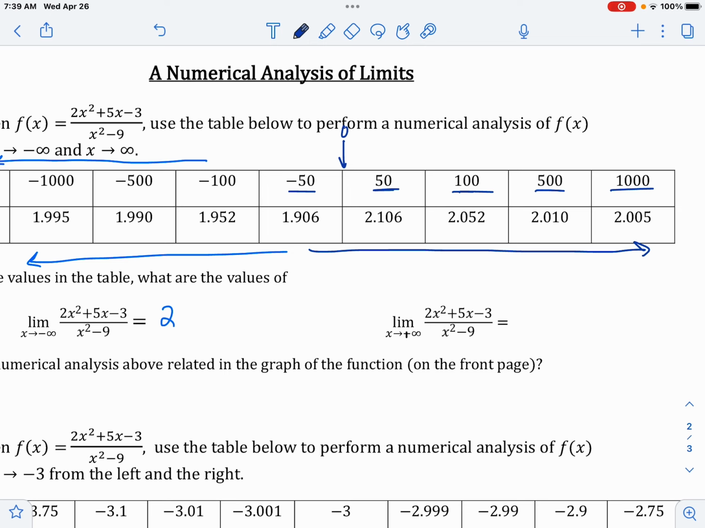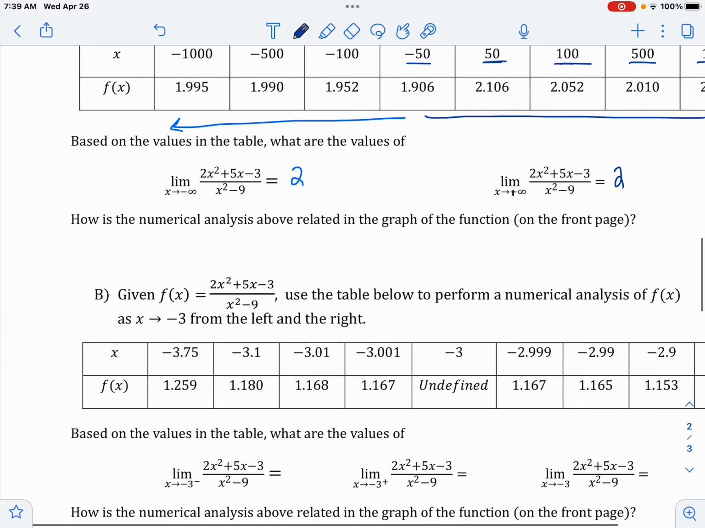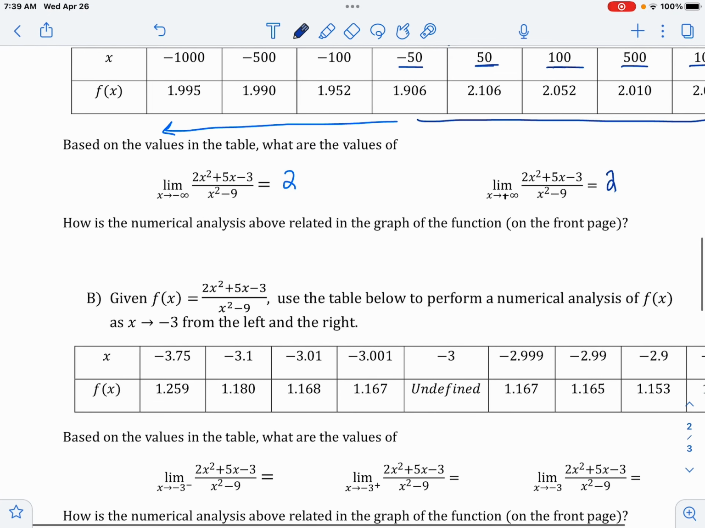2.106, 2.052, 2.010, 2.005. We're getting closer and closer to 2. So how is the numerical analysis above related to the graph of the function on the front page?